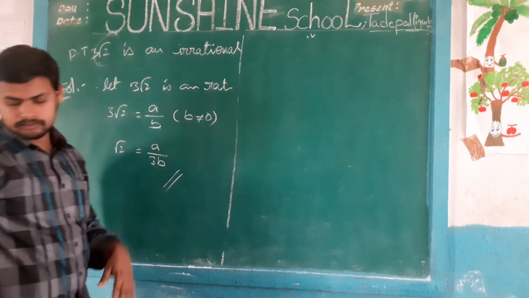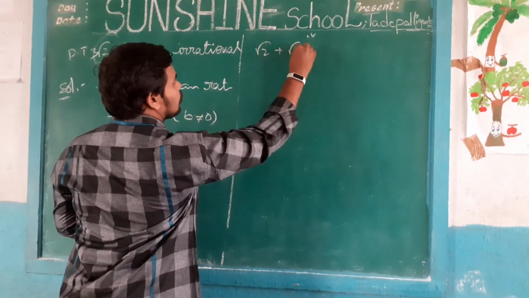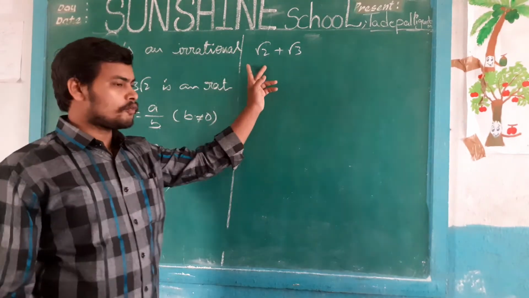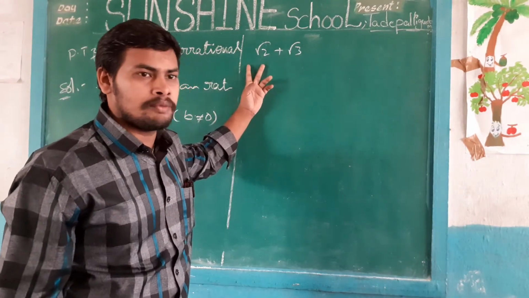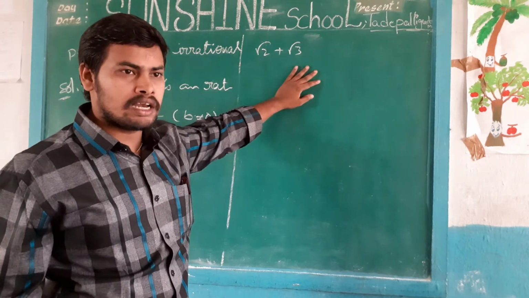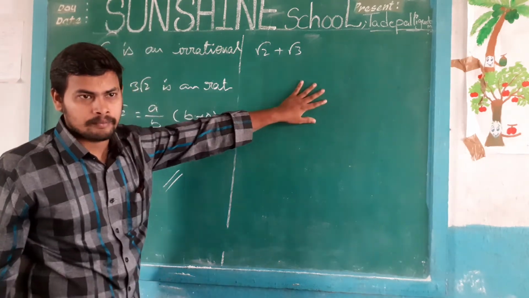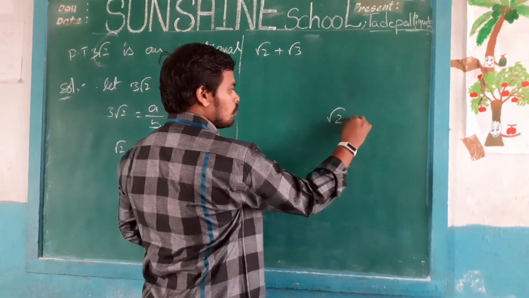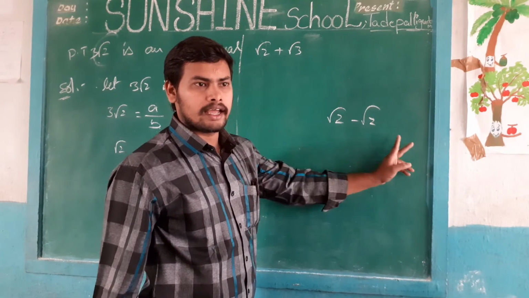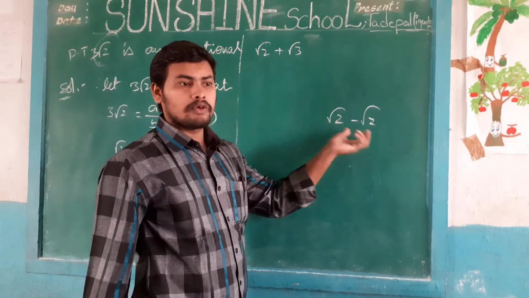Okay. Next one. Suppose a sum like root 2 plus root 3. Prove that it is irrational. Root 2 is an irrational number. Root 3 is also an irrational number. The sum of two irrational numbers in some cases. Suppose root 2 minus root 2. Root 2 is an irrational, and again root 2 is also irrational. Subtraction of two irrational numbers is also irrational?